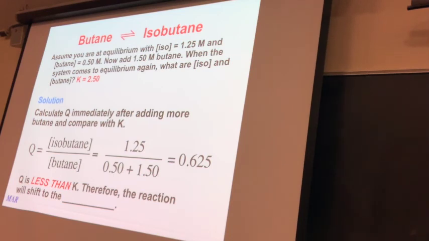And if Q is less than K, it first of all tells you that the reaction is going to shift. All right. We expect that this reaction is going to shift to the product side. We need to make this number look more like this number. It needs to get bigger. And the only ways mathematically you can do that is to make the top number bigger and or the bottom number smaller. And both of those mean more product and less reactant.